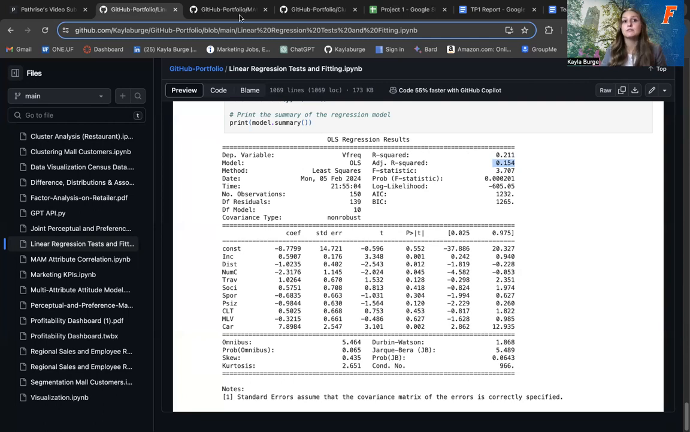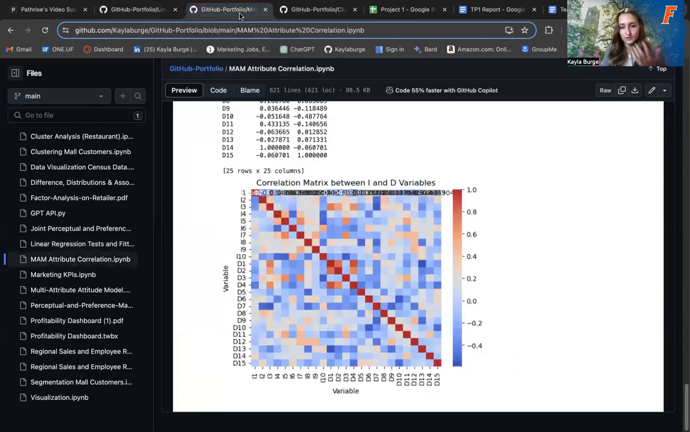Then secondly, in the multi-attribute model, we familiarized ourselves with the data. We made a correlation matrix to make sure there weren't any inconsistencies in the data or really large correlations like multicollinearity that we needed to address. And then we iterated the multi-attribute model through Excel.